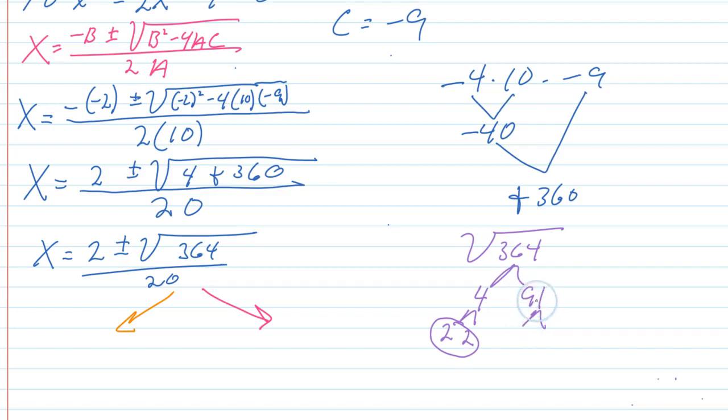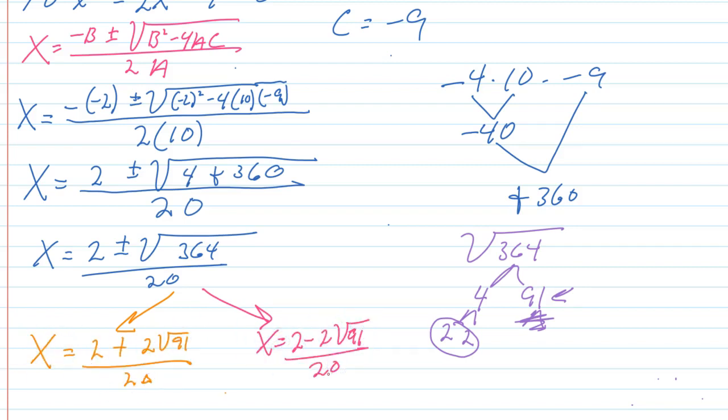91, we can try different numbers. I know it's not divisible by anything even, and 9 plus 1 is 10, so it's not divisible by 3, 6, or 9, so it really isn't divisible by anything. So the 91 is left inside the house. That's going to give me a positive and negative version of 2 plus or minus the 2 square root of 91 over 20. The 2 on the outside was able to come out of this 364.